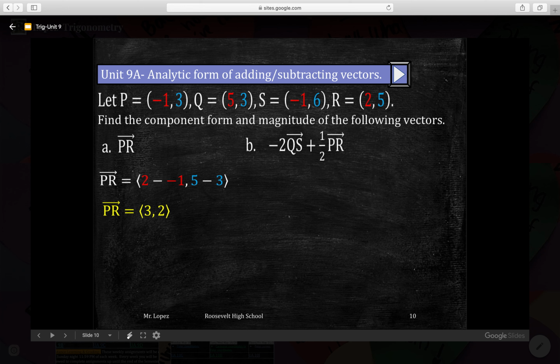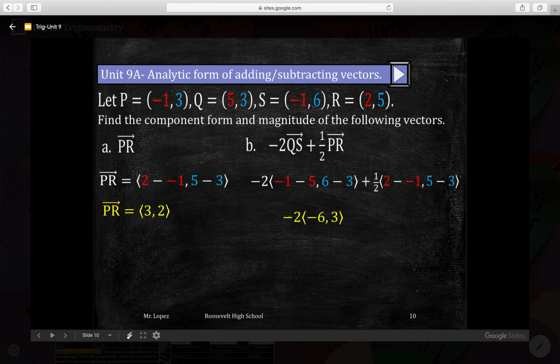Here, all you have to do is plug in QS. It's a lot of work. B equals 2, and negative 2 is just a constant. Then you have QS, which is (5, 3) and (-1, 6). You're going to do negative 1 minus 5 and then 6 minus 3, then plus 1 half of PR, from P and R: 2 minus negative 1 and then 5 minus 3. Simple arithmetic: negative 1 minus 5 is negative 6, and 6 minus 3 is 3.